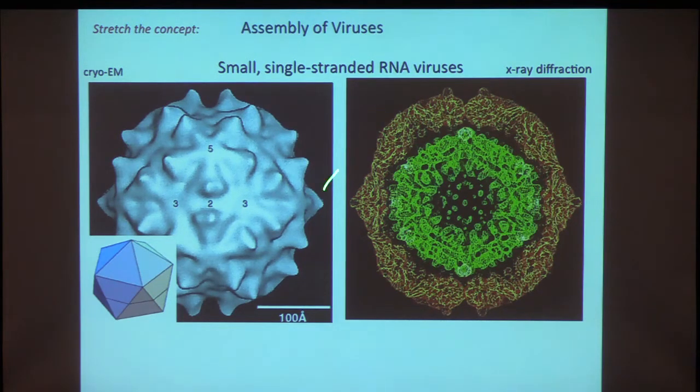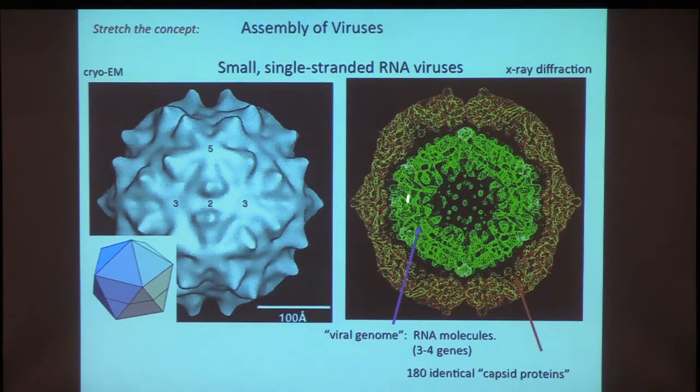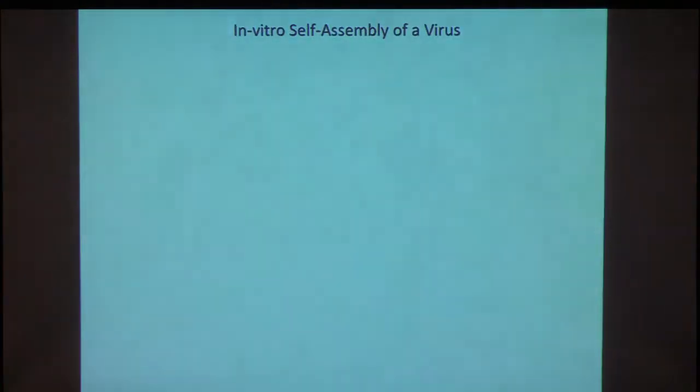Here you see a more intimate picture. Red here is protein and green is RNA. And it's composed of 180 identical capsid proteins. This is the genome. It's an RNA molecule with 3 to 4 genes, typically for these small viruses. And this outer shell prevents damage, or it prevents access to hostile enzymes. It prevents the RNA molecule from being digested by enzymes from your immune system, for example. So this is the package, proteins on the outside and RNA on the inside.